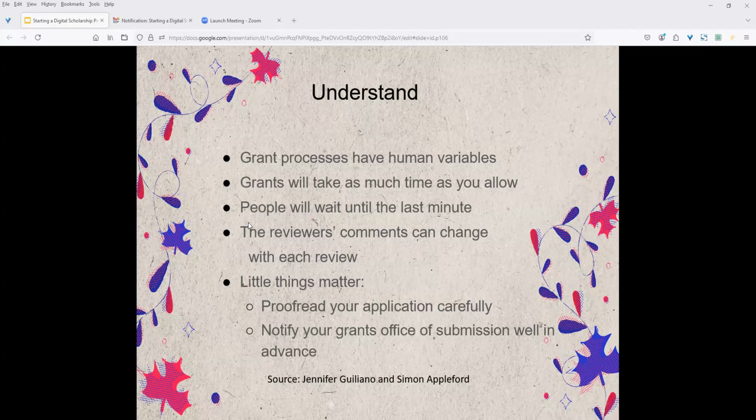Little things matter. Proofread your application carefully. Notify your grant office of submission well in advance. And at the end they understand. Personally, I worked with people. We submitted a grant to the Institute of Museum and Library Services, and we were rejected. That year, less than 4% of applicants were approved. It was like 68 out of 1,700 applicants. So I don't feel so bad.